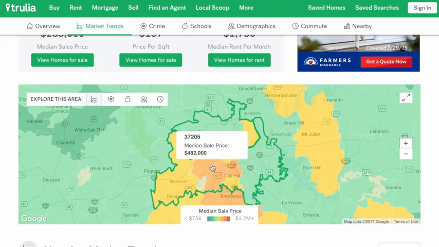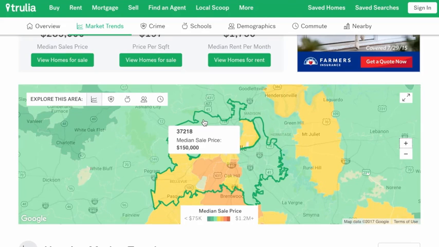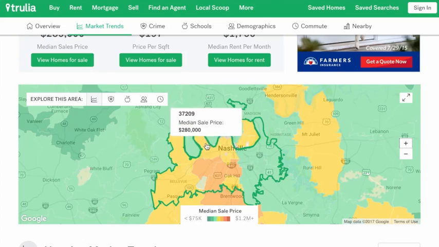If I put my mouse over it and I just scroll around, you'll see right there it says 37215. That's the zip code. So the median sale price in that zip code is 560. So that's a pretty high-end area zip code, right? And then look, if I go out here, like look at this one, 37218, that zip code has a median sale price of 150,000. So we went from 580 to 150. Right? So you can see there that the market changes quite a bit between those two zip codes.